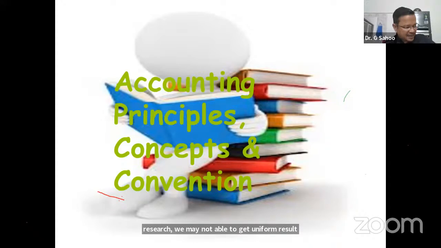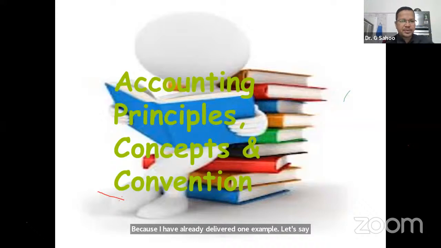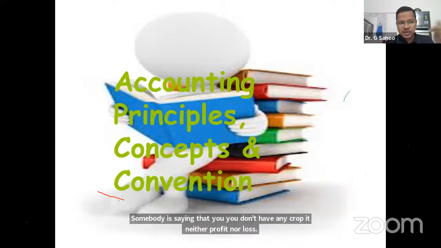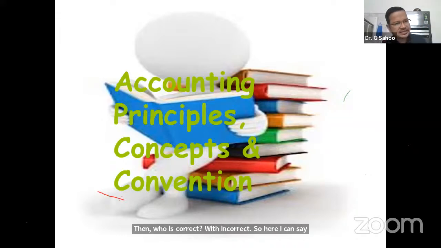Because in my last class, I already gave one example. Let's say the same set of accounting information you are providing to 3 professional accountants. All are professional accountants, qualified chartered accountants. And someone is saying, sir, your profit is 5 lakhs. Someone is saying, sir, you don't have any profit, neither profit nor loss. And someone is saying, sir, you have a 10 lakhs loss in this particular period. Then who is correct, who is incorrect? So here I can say all are correct because all are professional accountants. The thing is that I have already supplied.